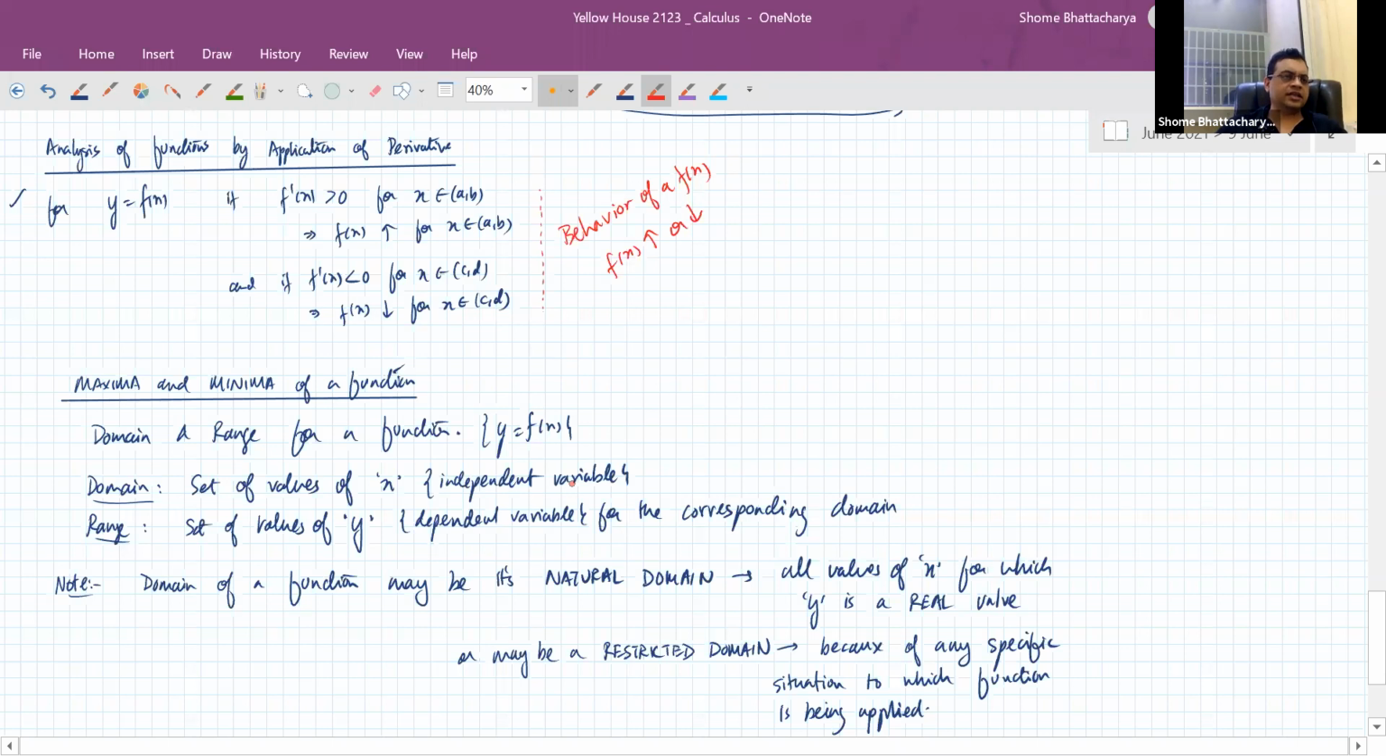Now, ahead of this analysis of the behavior of the function, we're going to look at something else today, which is maxima and minima. And to understand maxima and minima, first of all, we need to understand these two new terms, domain and range. So in terms of definition, this is what domain is. It is the set of values of x or whatever the independent variable of the function is. And range is the set of values of y, that is whatever the dependent variable is.